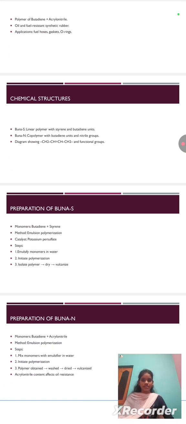And next we have to know the properties of Buna-S. Good abrasion resistance, moderate heat resistance up to 100 degrees Celsius, resistance to weathering, easily vulcanized, good tensile strength. And next we have to know the properties of Buna-N. Excellent oil, fuel and solvent resistance, heat resistance up to 120 degrees Celsius, good mechanical strength, poor ozone and weathering resistance, vulcanizable with sulfur or peroxide.